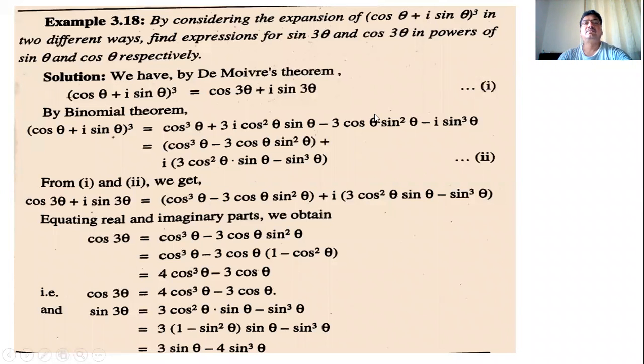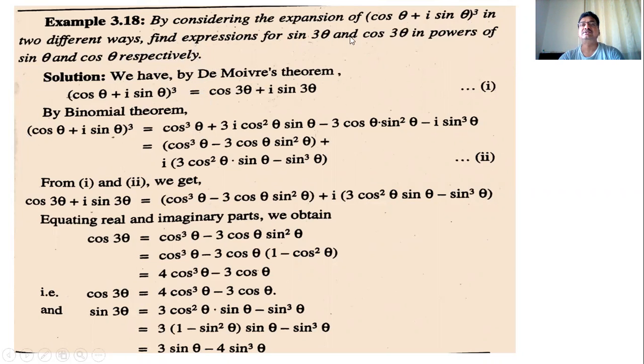Next problem on complex numbers. By considering the expression of (cos theta plus i sin theta) raised to 3 in two different ways, find the expression for sin 3 theta and cos 3 theta in powers of sin theta and cos theta respectively. So this example gives the procedure for the answer of this example.